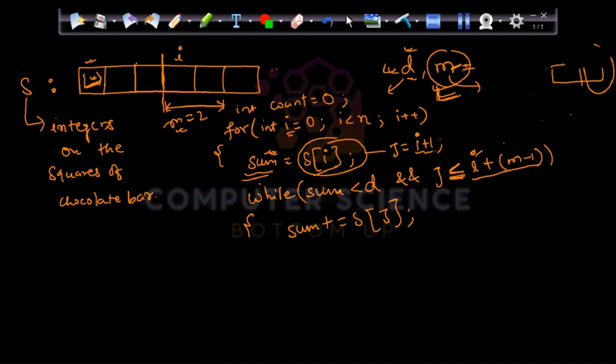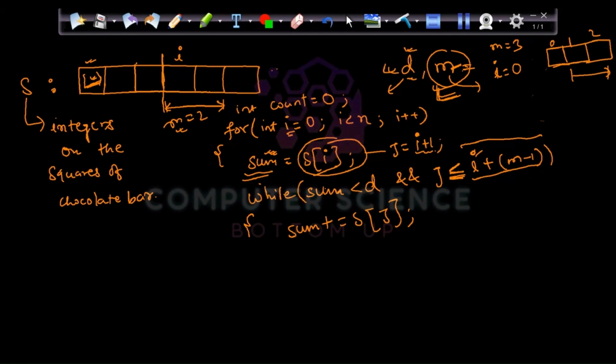For more clarity, let me take m is equal to 3 and you will get it. I know I'm just wasting time; everybody could have figured out why I've written this. So when m is equal to 3 and i is equal to 0, what are the consecutive 3 boxes? Index 0, 1 and 2. So j should move over 1 and 2.